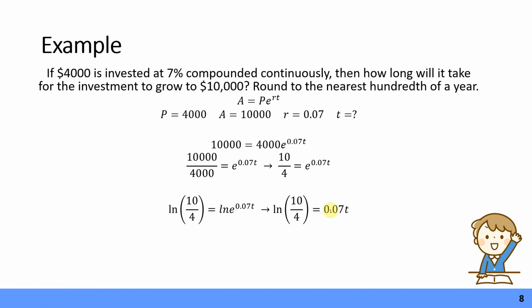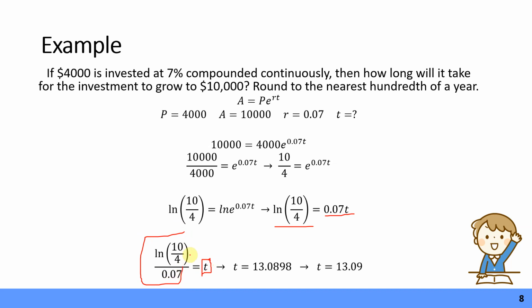Now, the last thing I have to do to get rid of this 0.07, I have to divide both sides by 0.07. So that's what I did. So ln of 10 over 4 divided by 0.07 finally leaves me with the t by itself. Now, this does look kind of disgusting, but don't worry. Oh my goodness, that was meant to be a box. There you go. Okay, that made it worse.